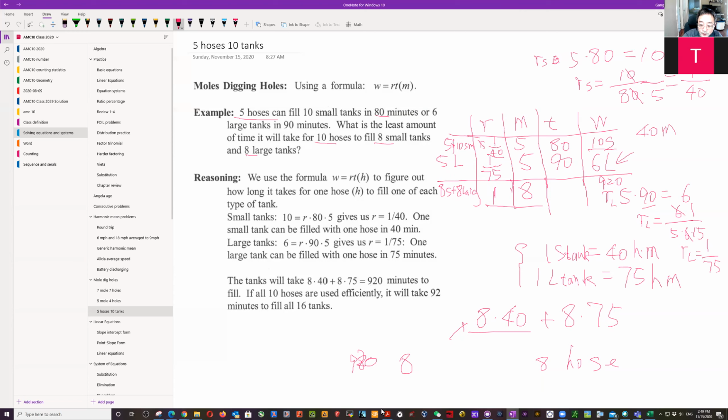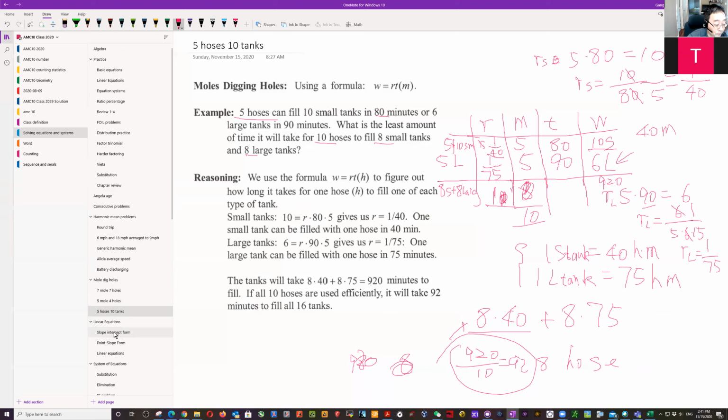Actually these are 10 holes. I read it the wrong way. So basically this is 10 holes. The multiplier is 10 and the rate is 1. So 1 multiplied by 10 equals 10. So 920 divided by 10, I'm going to get 92. So that's the way that you deal with the multi-thread problem.